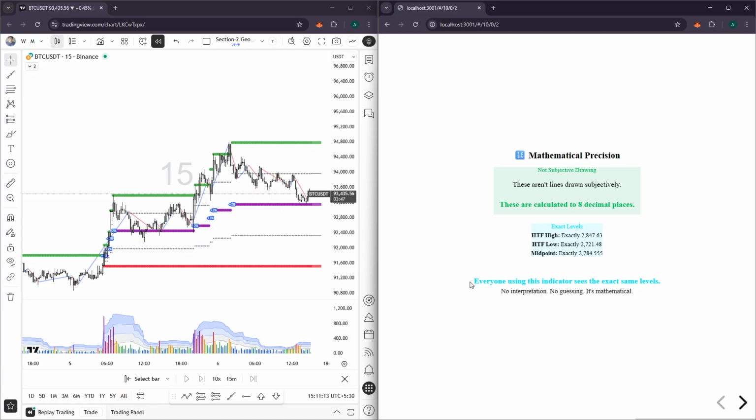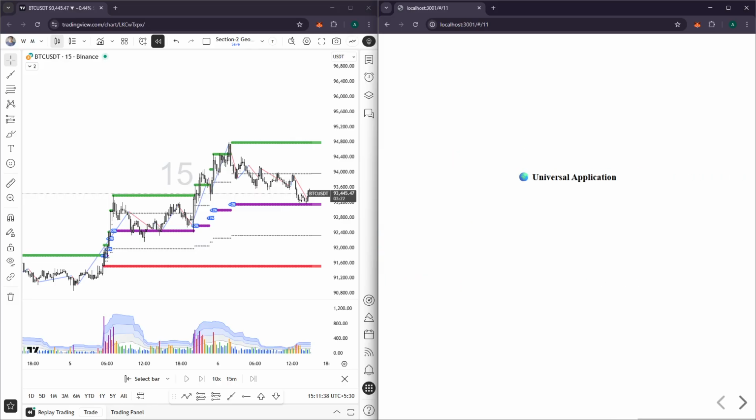Okay, and everyone using this indicator sees the exact same levels. And this is what professional traders understand. Markets move in geometric patterns, and you can calculate exact levels where price will react. What they did by hand with rulers, we can now do automatically. So no interpretation, no guessing, it's all mathematical.